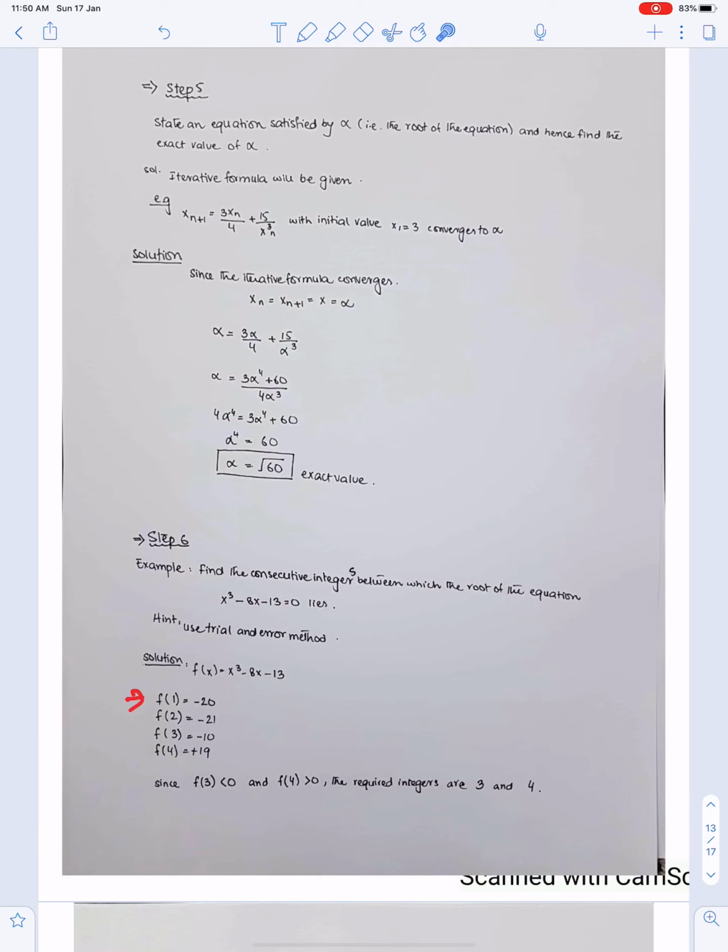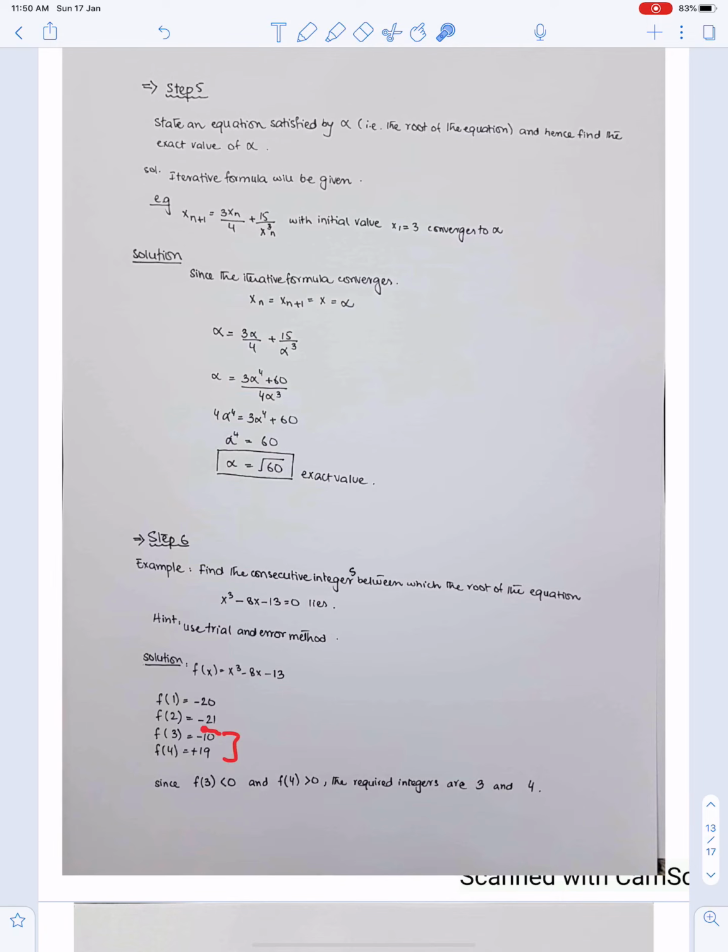Start with 1. Check 1. You just need to check your answers. You have to repeat the process until you see the change in sign. So f of 1 is negative 20. f of 2 is negative 21. f of 3 is negative 10. See, this is very important.